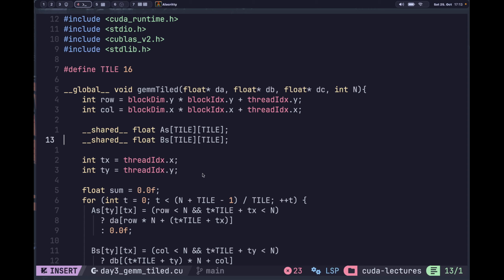So we have defined the parameters. They are DA, DB, DC, and N. N will be the matrix size, and DA, DB, DC are the matrices that are stored on device, which in our case, if you remember, is the GPU. Host is the CPU. Now, as usual, we are again calculating the row and column.